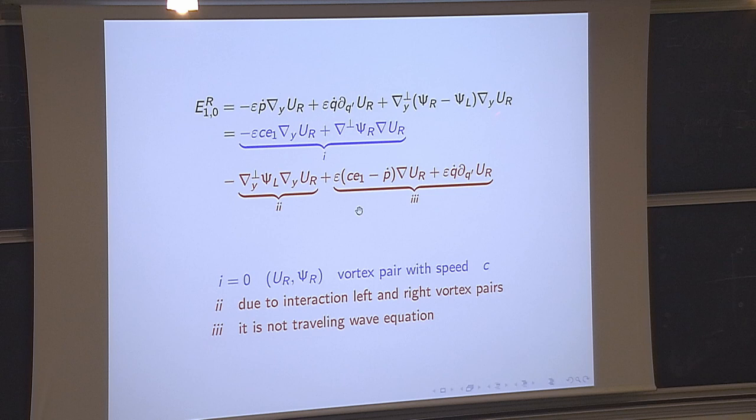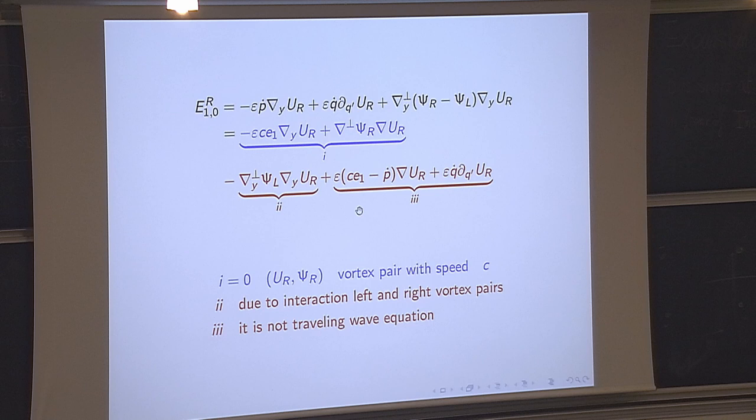Okay. Now we add and subtract minus epsilon c e1 gradient of u r, because we want that u r or psi r is a vortex pair. And then we write the rest. So the first term here, I, is zero because we have a vortex pair. The second part, II, is due to the interaction between the vortex to the right, UR, and this stream function that is coming from the left. And finally, this third term is due to the fact that in reality we are not solving a traveling wave equation. The equation is not the traveling wave equation, right?